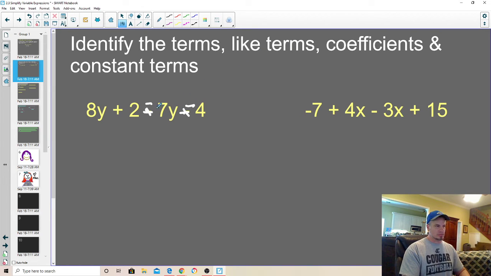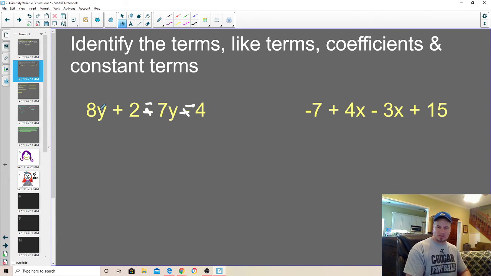The like terms: the first set of like terms are 8y and negative 7y. The second set of like terms are 2 and negative 4. Okay. Coefficients, the number in front of the variables, are 8 and negative 7. I'm including the signs with them, but I'm not including the variables when I talk about coefficients. And then the constant terms are those numbers without variables, so that'd be 2 and negative 4.